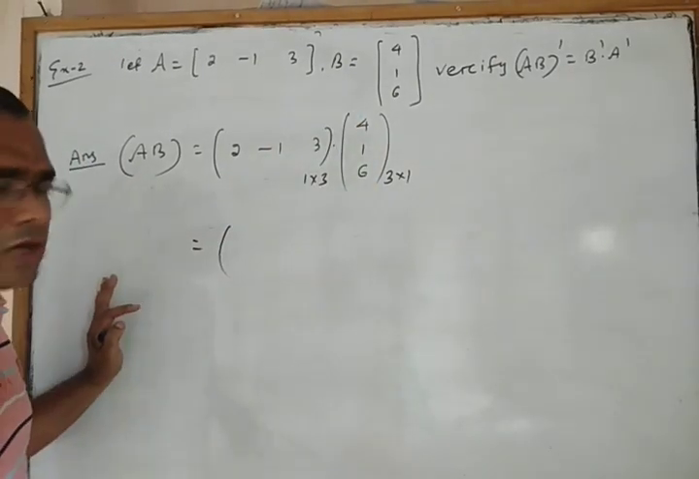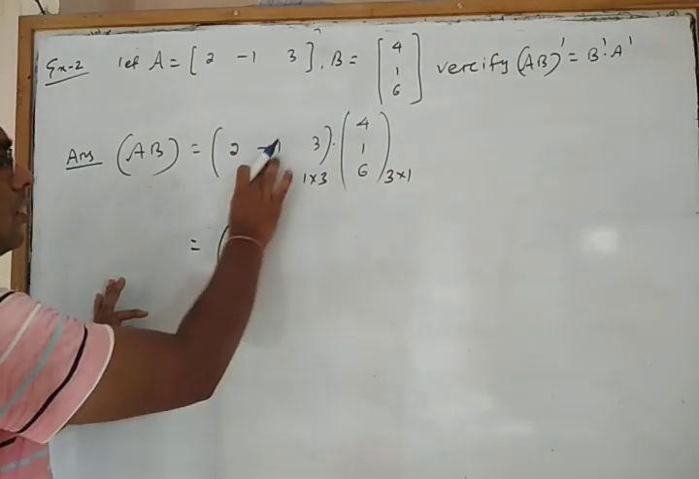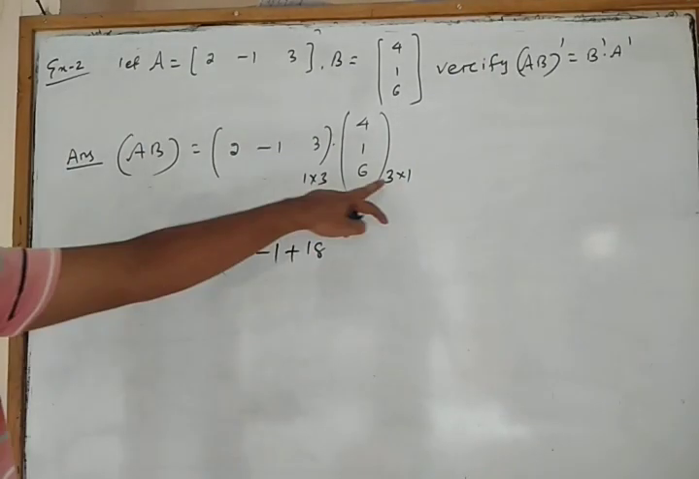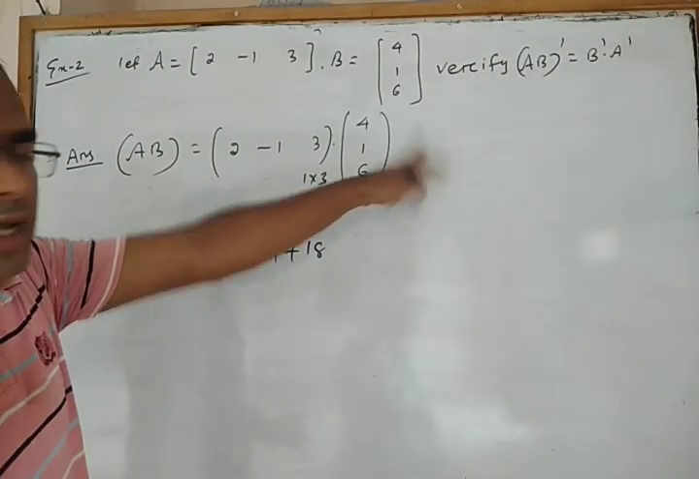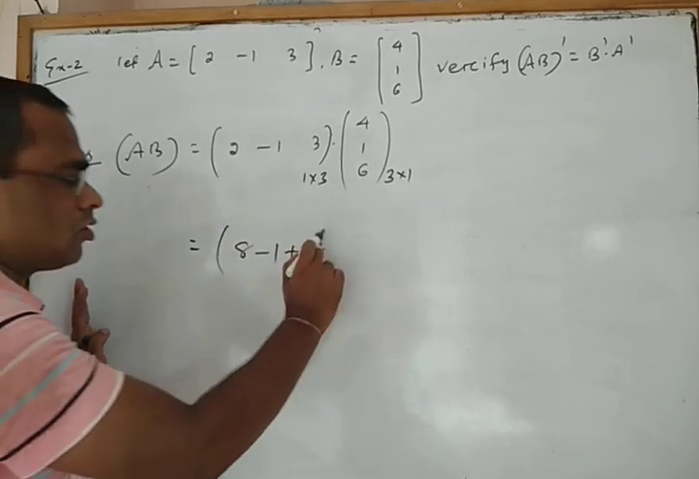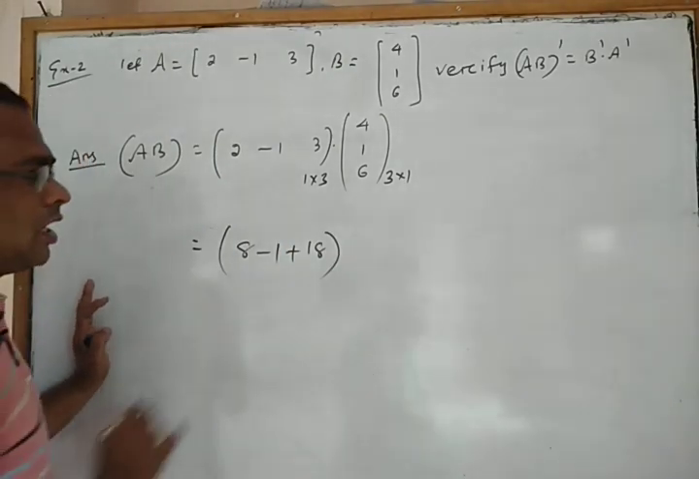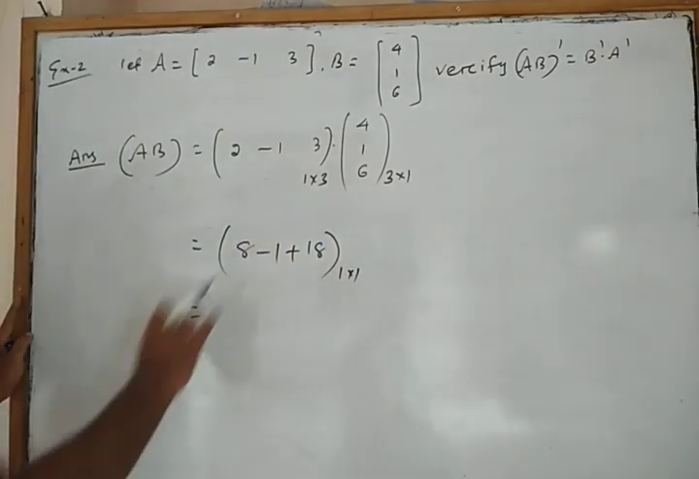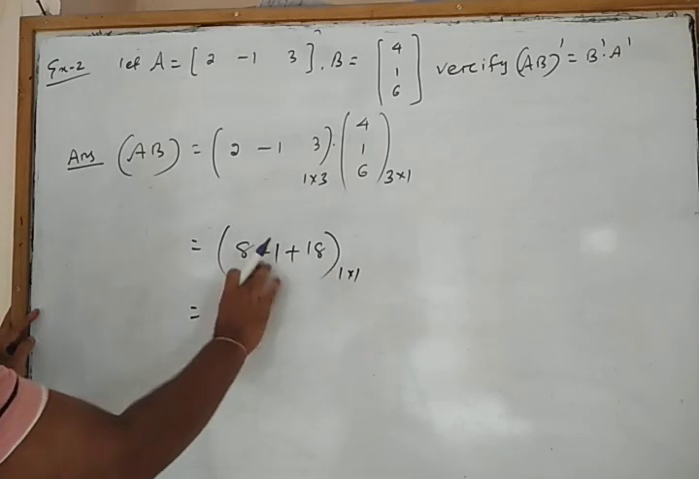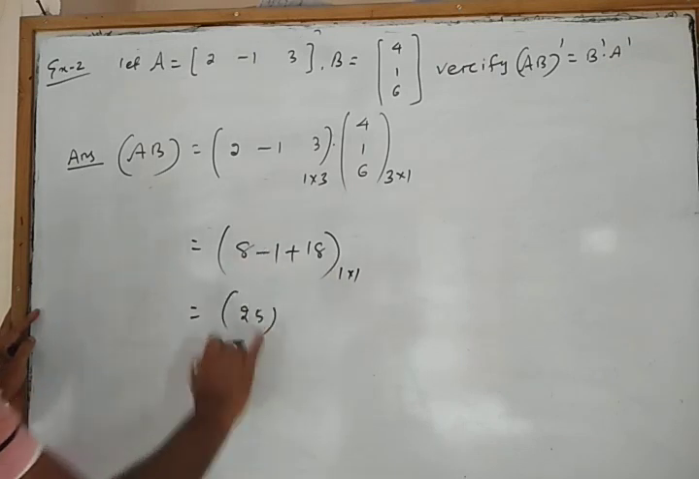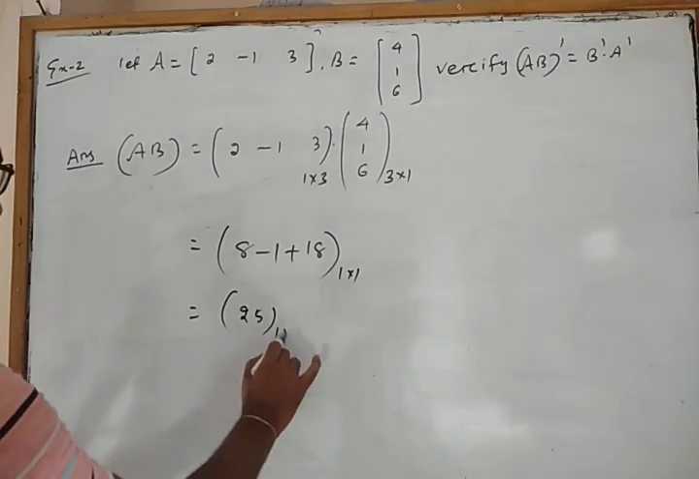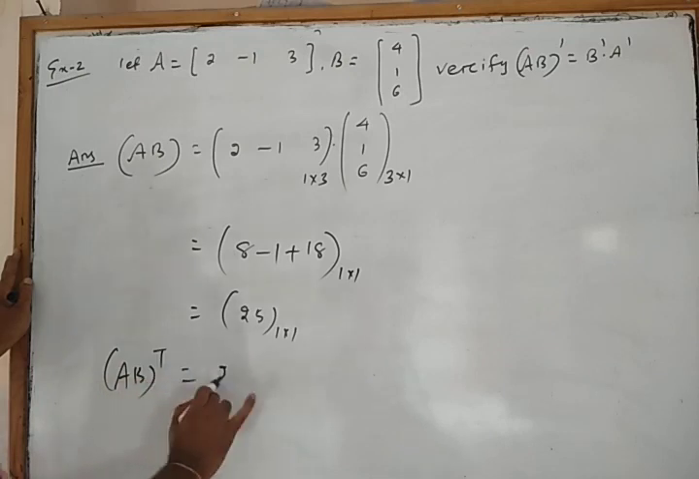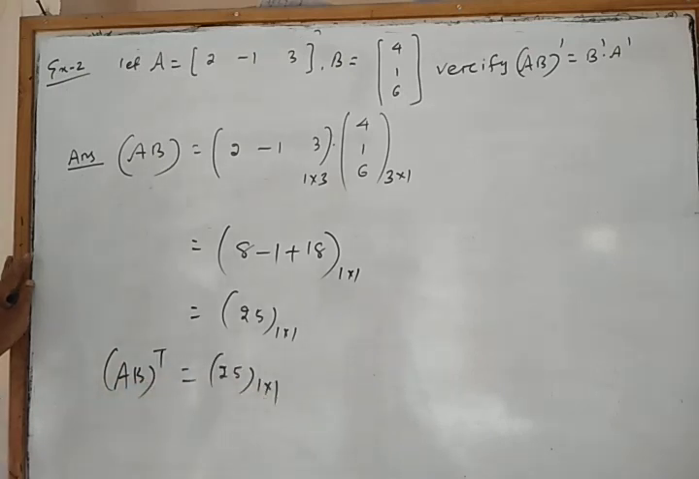First row first column multiply. So 2 into 4 is 8, minus 1 into 1 is minus 1, 3 into 6 is 18. The multiplication is complete and its order is 1 cross 1. So 8 plus 18, right? 26 minus 1, this is 25. So 25, its order is 1 cross 1, and AB transpose is also 25 and its order is 1 cross 1.